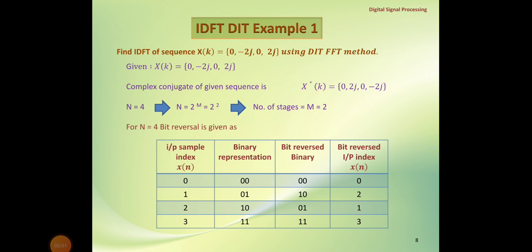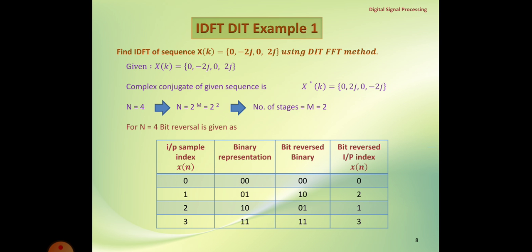Let's see the first example of how to calculate the IDFT of a given sequence using the DIT-FFT algorithm. The given example is: find the IDFT of the sequence x(k) = {0, -2j, 0, 2j} using the DIT-FFT algorithm, that is, decimation in time. First, write down the given sequence x(k) = 0, -2j, 0, 2j.